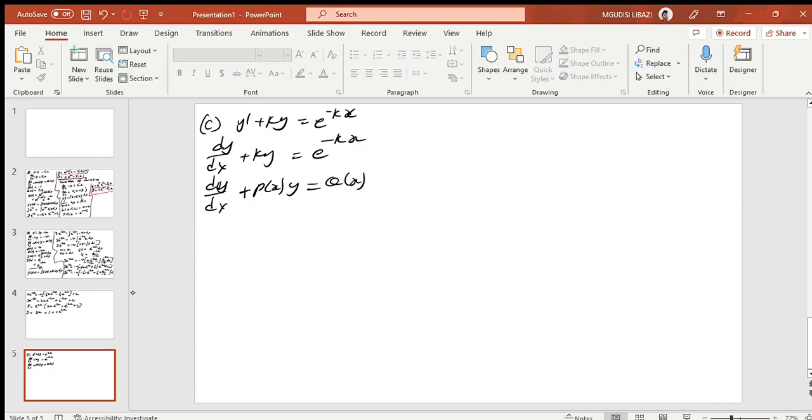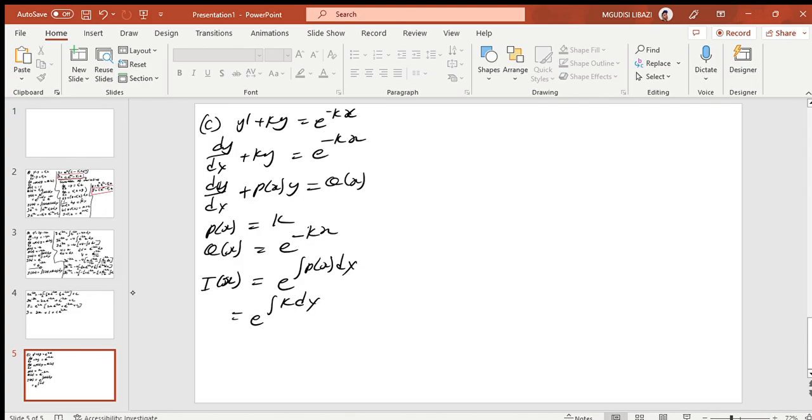So now we can see that our p of x is equal to k, and our q of x is equal to e raised to negative kx. So what we can do now is treat this as a linear differential equation. That means we can find I of x, which is e raised to the integral of p of x dx. That's going to be e raised to integral of k dx, and that should be e raised to k times x.